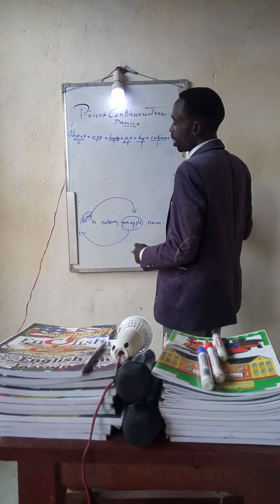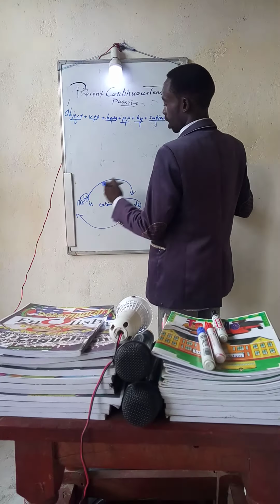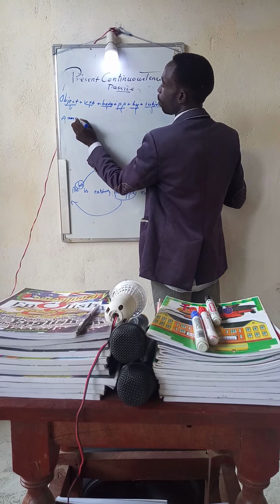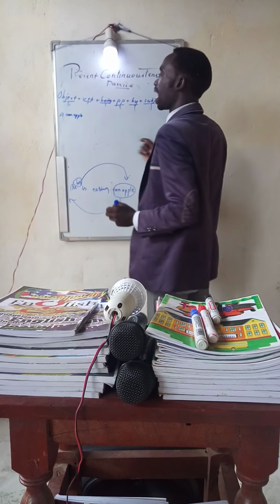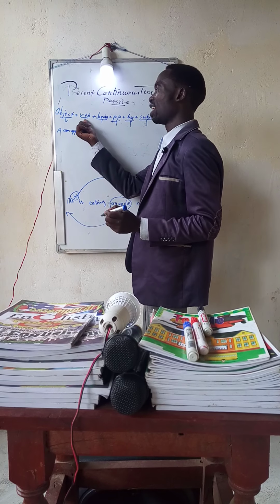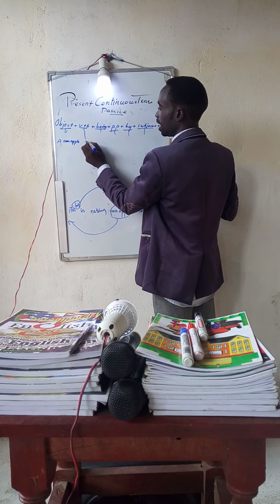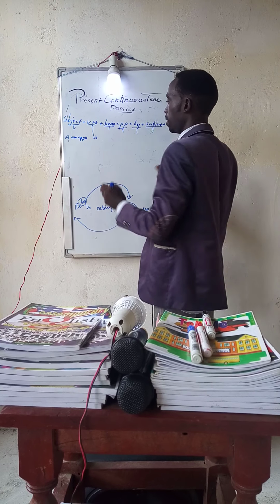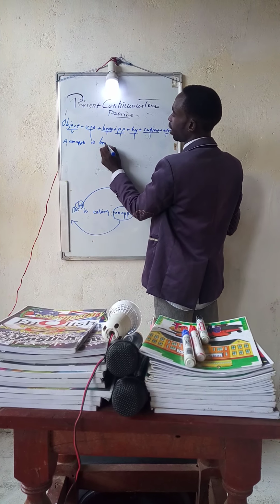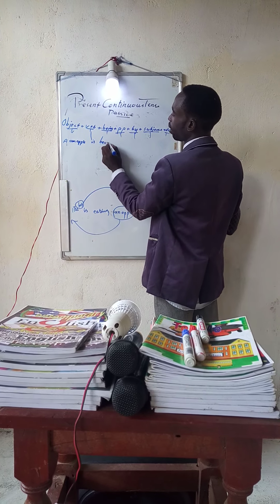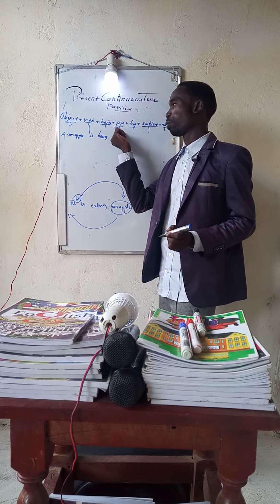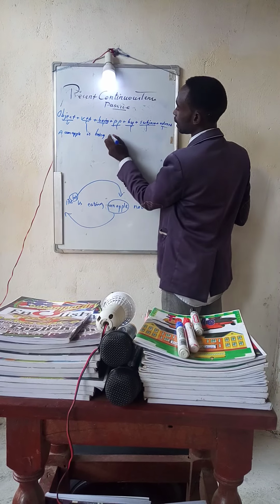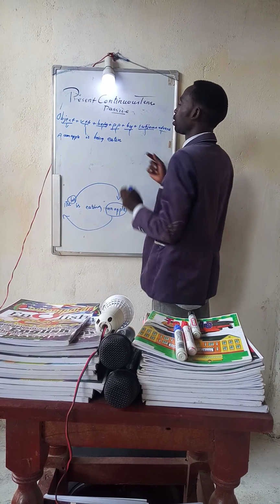So here we can say an apple is the object. Where is verb to be? Is is the verb to be. So you say an apple is, then you bring being. An apple is being, then we need the past participle form. An apple is being eaten.